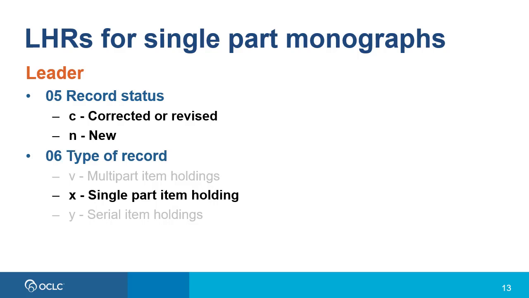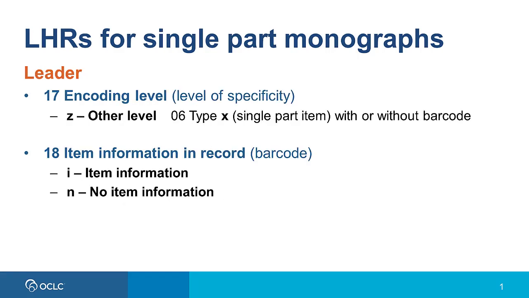Leader 05 is for record status, which will either be C for corrected or revised or N for new, and this is system supplied. Leader 06 for type of record indicates the type of item covered by the holding statement. And for a single part monograph, as we said earlier, this would be code X. Leader 17 is a code indicating the encoding level or level of specificity of the holdings. For single part monographs, the encoding level would be Z. Z, other level, is used for single part monographs with or without a barcode.